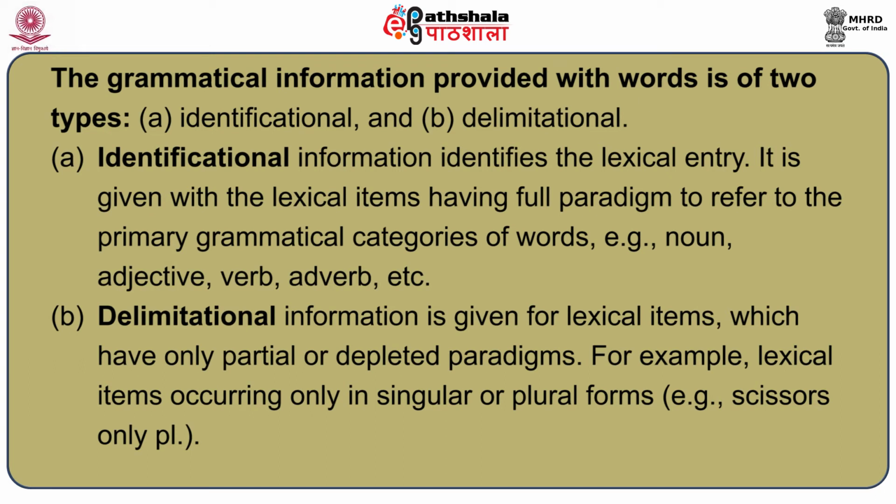Identificational grammatical information identifies the lexical entry. It is given with the lexical items having full paradigms to refer to the primary grammatical categories of words such as noun, adjective, verb, adverb, etc. Delimitational grammatical information is given for lexical items which have only partial or depleted paradigms. For example, lexical items occurring only in singular or plural forms are marked with delimitational grammatical information.